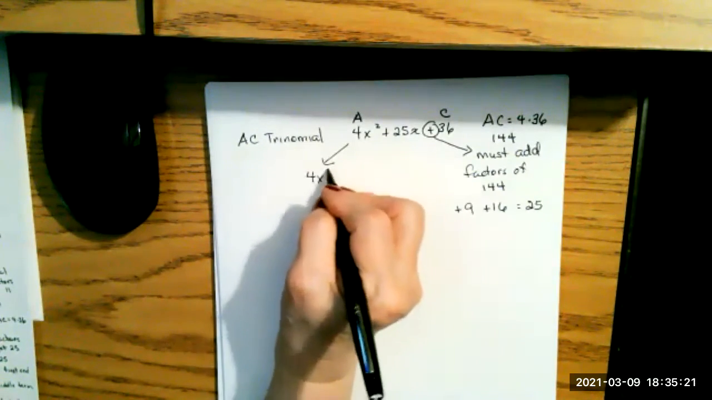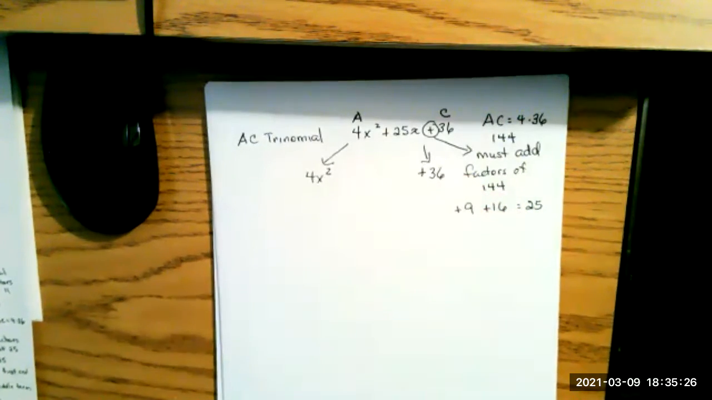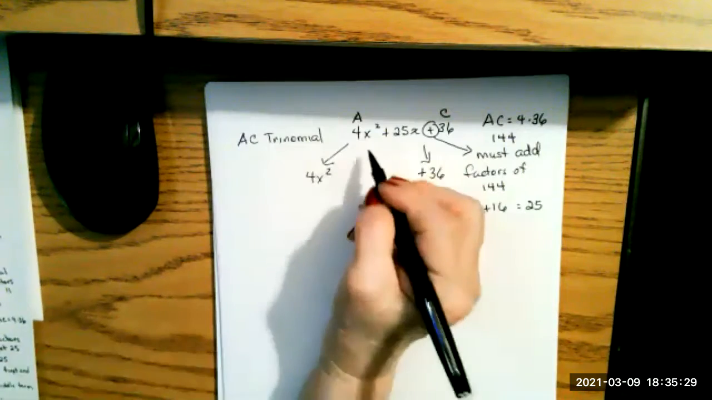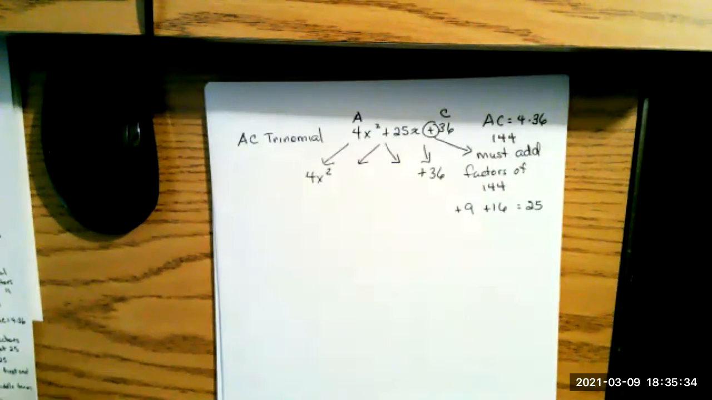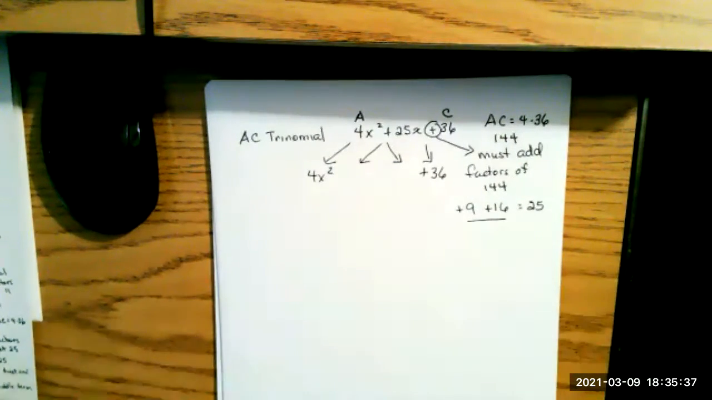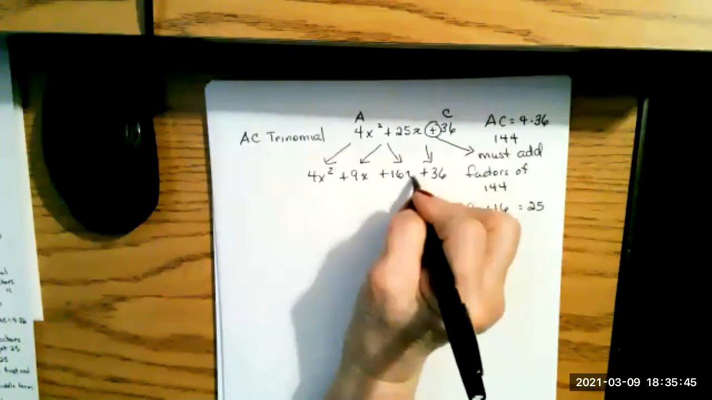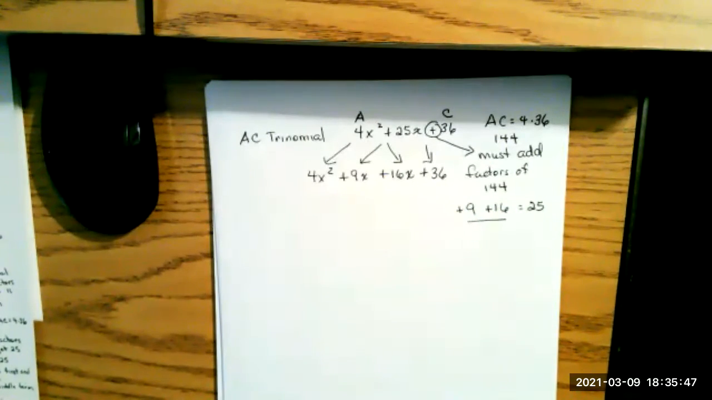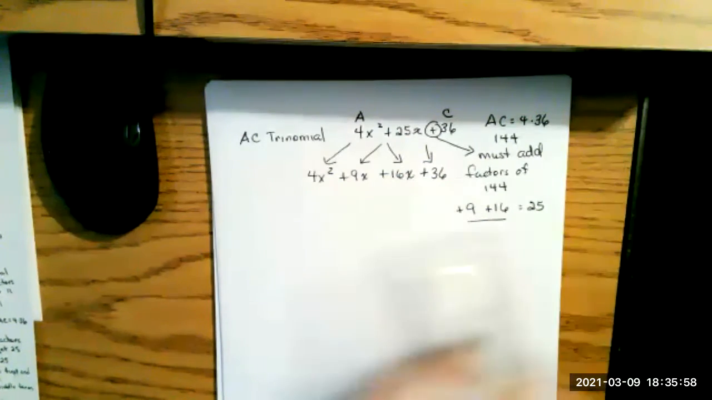You bring down the first term, you bring down the last term, and the middle term, you rename according to what you have over here, the 9 and the 16. So I'm going to say plus 9x plus 16x. And you can see that 9x plus 16x is 25x. I've just split up that 25 into the two factors that I needed to add together to get 25.